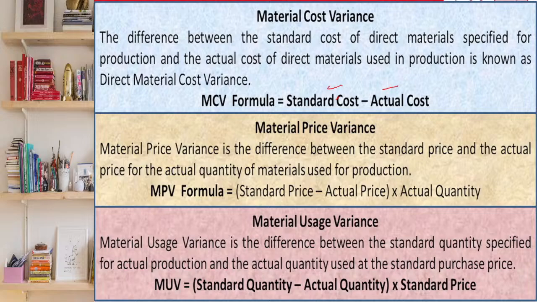How do you find it? You find MPV. Price, you keep the price outside. Meaning, if MPV is given, whatever is the price, that would be inside. If you are looking towards usage, your quantity is going to be inside. So MPV says standard price minus actual price into actual quantity, and material usage is standard quantity minus actual quantity into standard price.